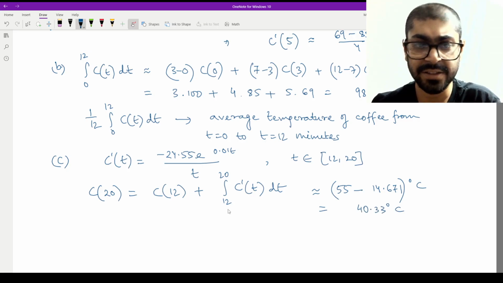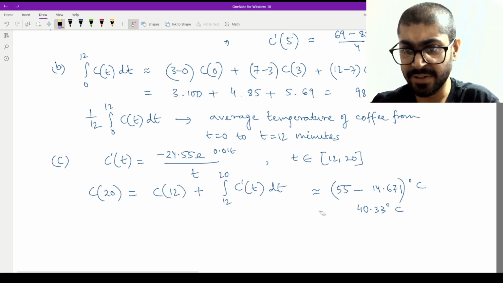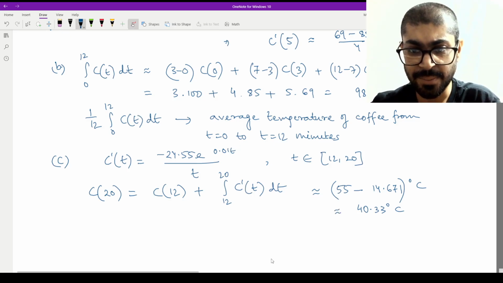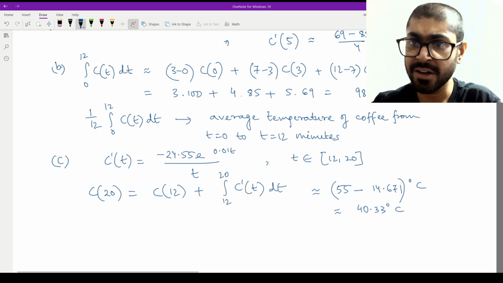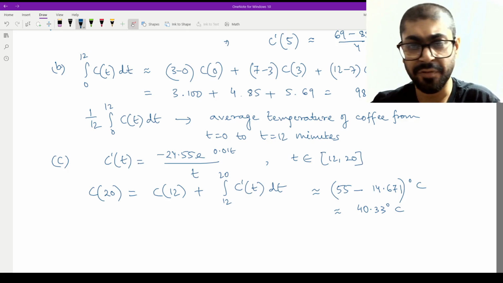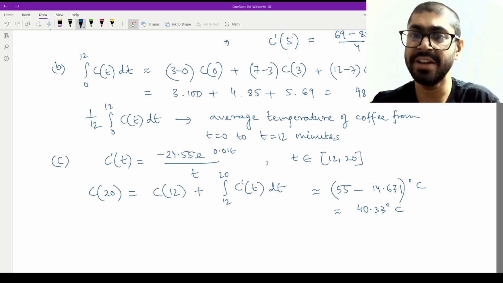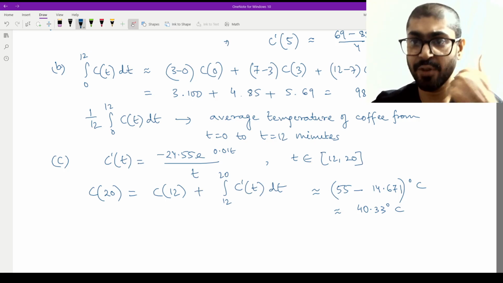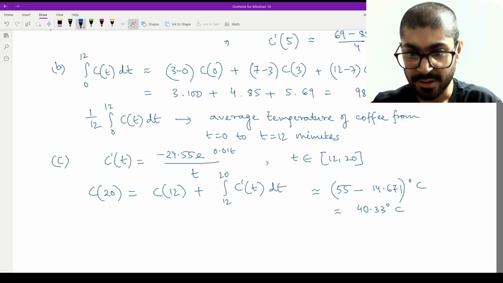We approximated this again. We had 3 places of decimal here, and we approximate this again to 2 places of decimal. This is the temperature that we have obtained when time is 20. So the temperature of coffee at time t equal to 20 is 40.33 degrees Celsius. We obtained this because we knew how much decay would occur, and we know from which point the decay is starting. The decay is starting from C12. This makes complete sense.